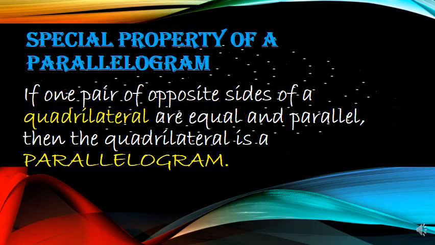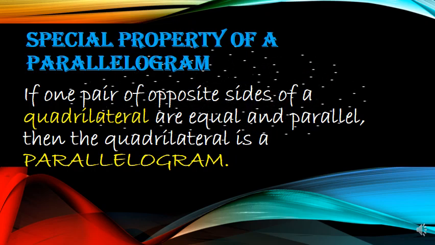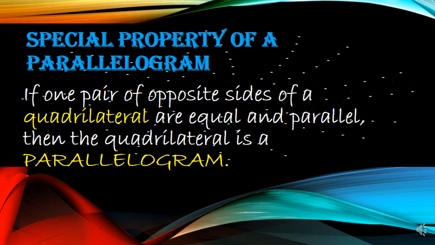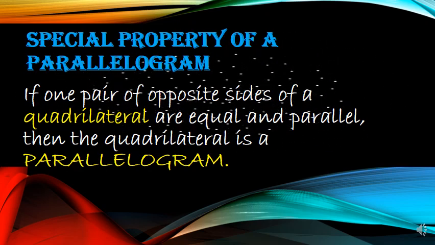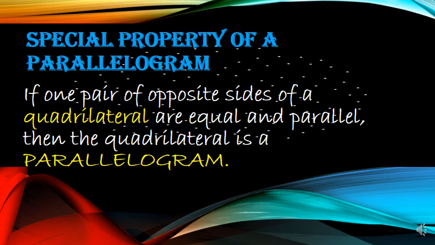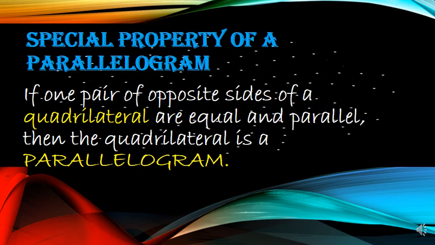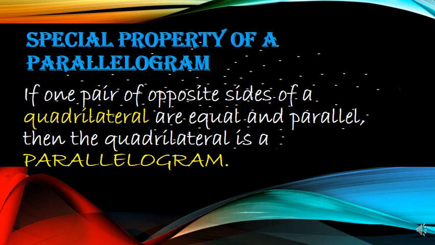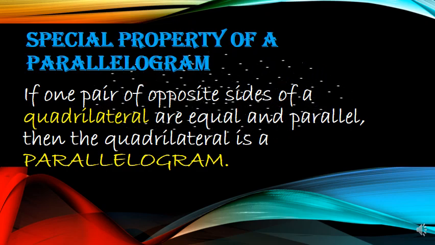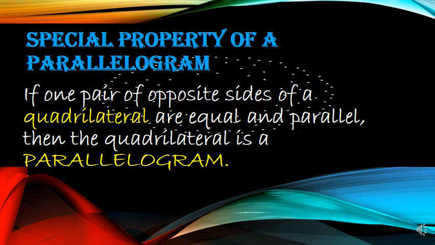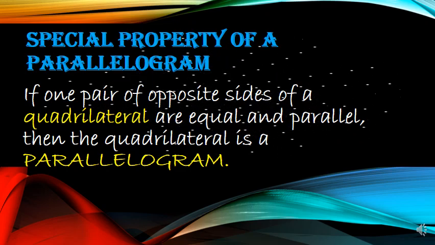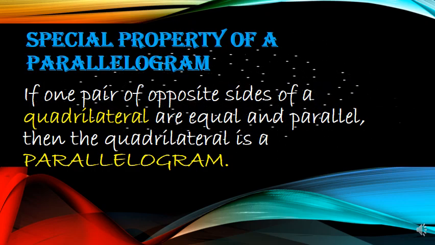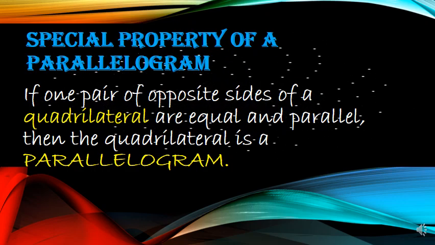Coming to the first concept of today's session, that is a special property of a parallelogram. If you come across any quadrilateral in which one pair of opposite sides are equal and parallel, then that quadrilateral is a parallelogram. So whenever you solve problems, you will be getting a quadrilateral in which one pair of opposite sides are parallel and equal. In such a case, the quadrilateral can be told as a parallelogram. So you will be using this in problems. So you should remember that in a quadrilateral, if one pair of opposite sides are equal and parallel, then it is a parallelogram.